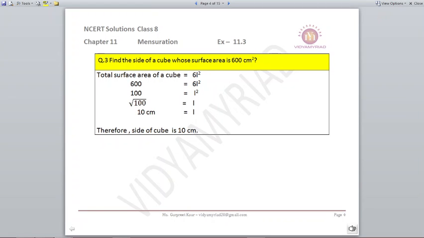Question number 3. Find the side of a cube whose surface area is 600 centimeters square. Surface area is already given to us. This means they are telling us the TSA of a cube, that is 600, and the formula for TSA is 6 into side square, or 6L square. So 600 is equal to 6L square. 600 divided by 6 comes out to be 100. So 100 is equal to L square, but I don't want L square, so I need to take the square root of 100. That comes out to be 10 centimeters as the side of the cube whose surface area is 600 centimeters square.